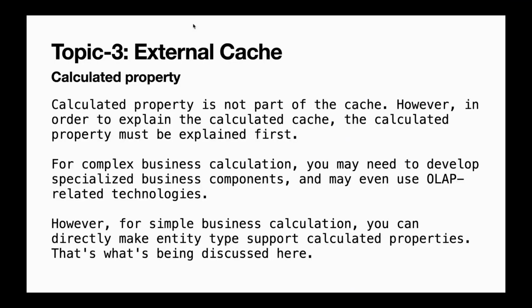Calculated property. Calculated property is not part of the cache. However, in order to explain the calculated cache, the calculated property must be explained first. For complex business calculation, you may need to develop specialized business components, and may even use OLAP-related technologies. However, for simple business calculation, you can directly make entity type support calculated properties. That's what's being discussed here.